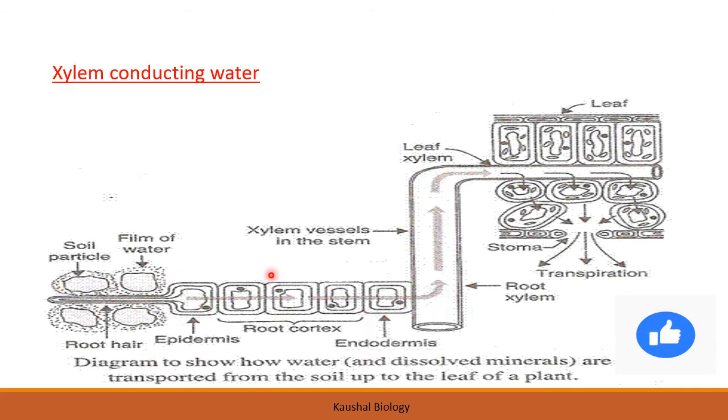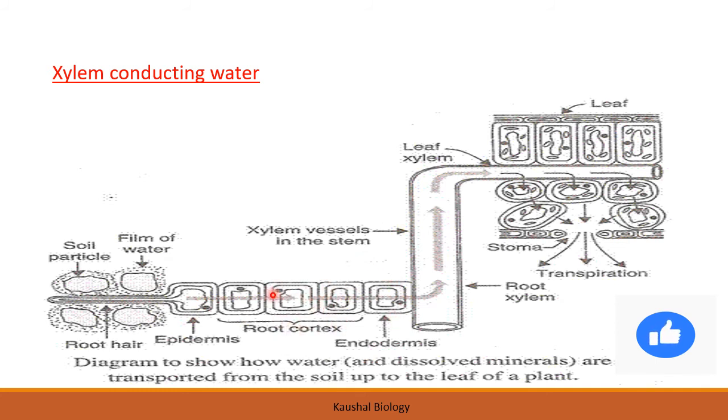See, this is the root. This whole part is root here. What is there at the end of the root is root hair. Now this root hair is embedded into the soil particles. Now this soil particle has the water. So water is absorbed by the root hair. Then it will be transported to the epidermis, and then it will go to the cortex, the root cortex, and then the endodermis.